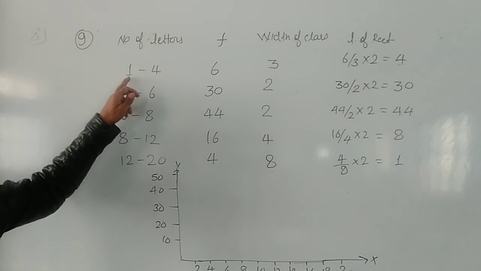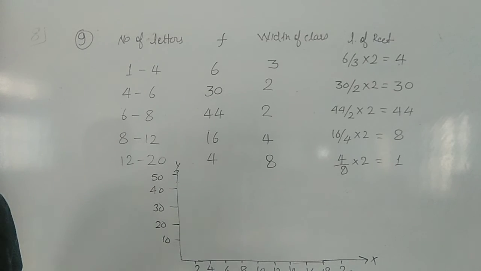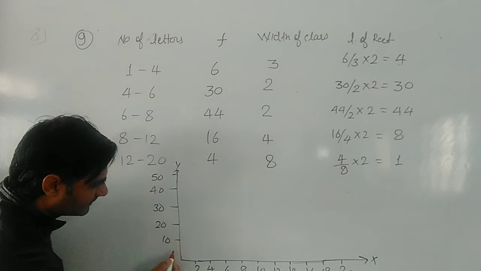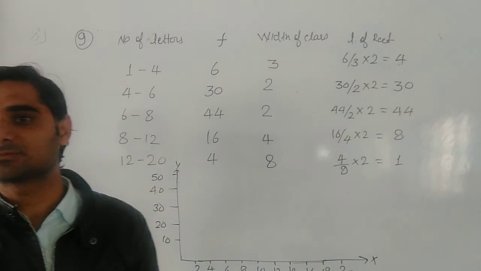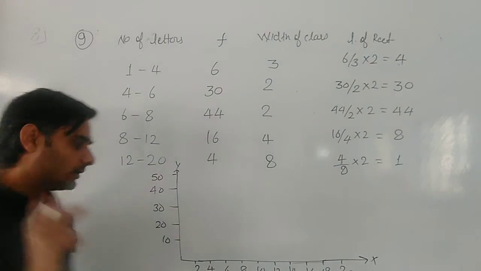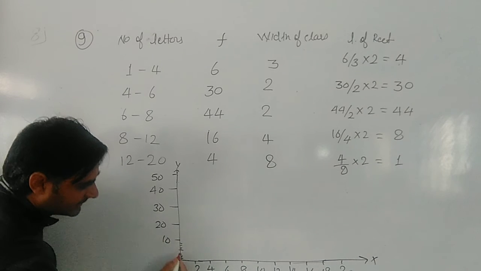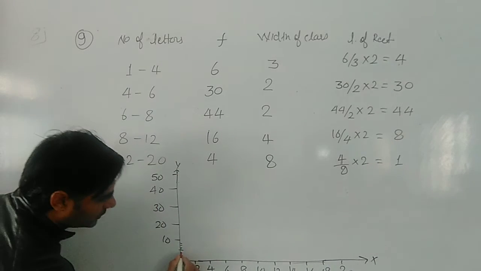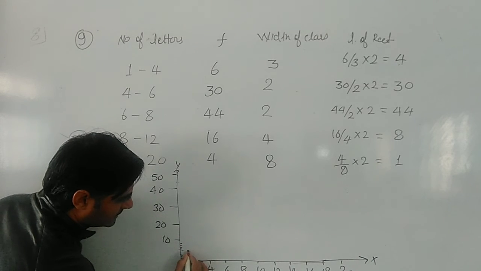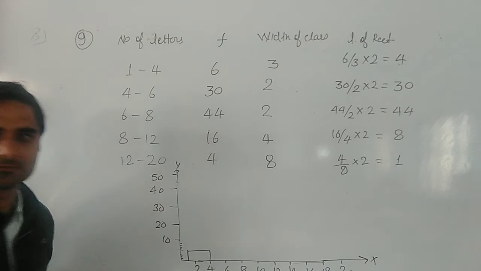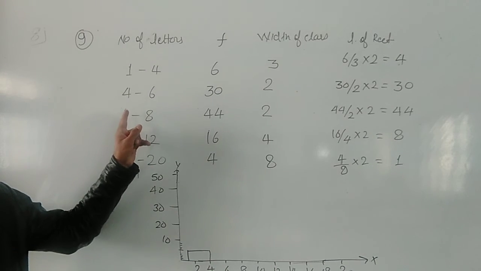Next is class interval 1 to 4. This is 1 and this is 4. 1 to 4, what is the height? 4. Where will 4 come? See, this one is divided into 10 parts, and here 10 lines are there, 10 small squares are there. So you may count 1, 2, 3, 4, 5, 6, 7, 8, 9 and 10. So here we need 4 only. So this much will come, from here, 1 to 4, na? Approximately like this. Okay.